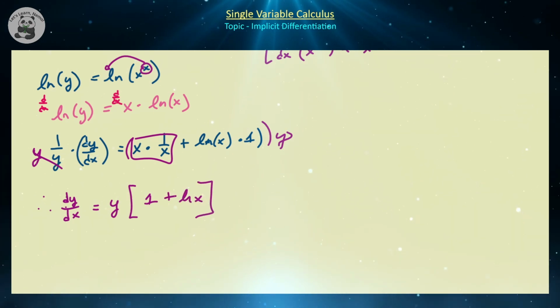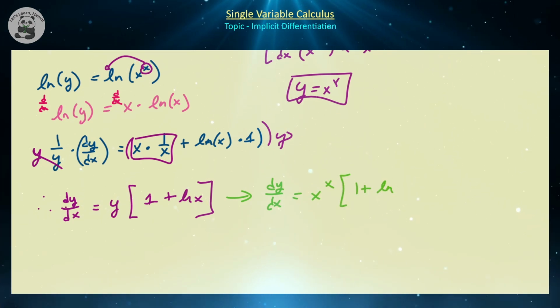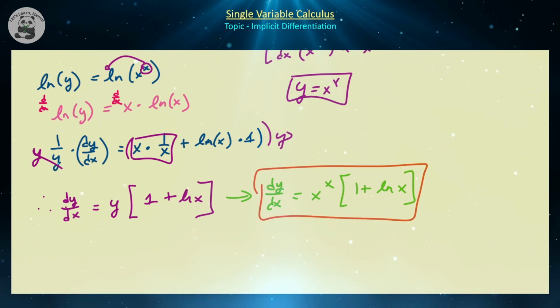But keep in mind, what was y? Y was defined to be x to the x. So we just replace that here, and that's going to give us our answer. So dy over dx is going to be equal to x to the x times 1 plus the natural log of x. And that is our factored answer for the derivative of x to the x.